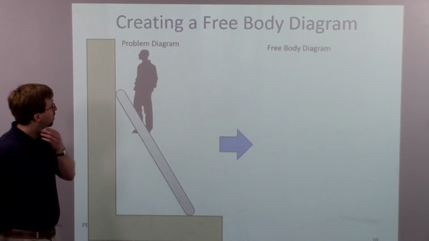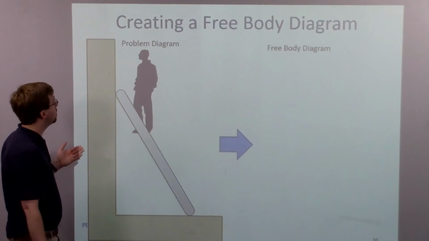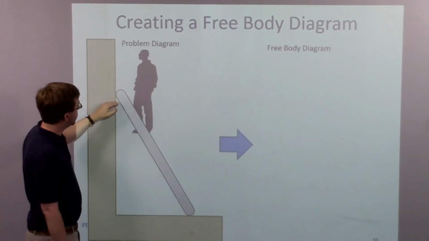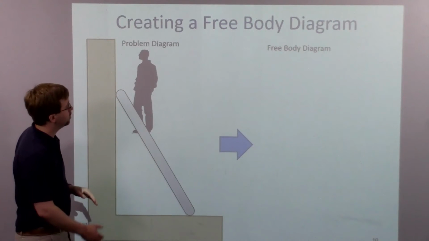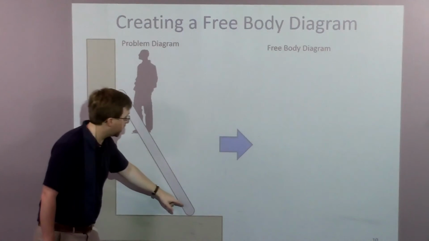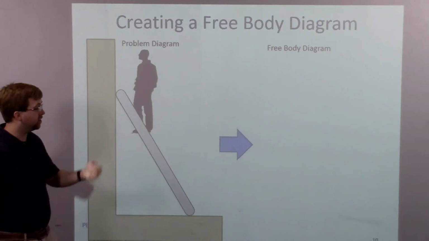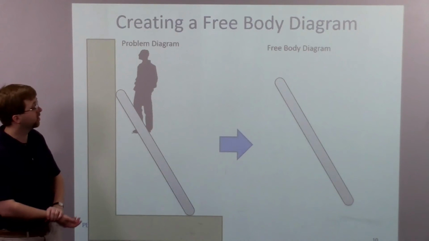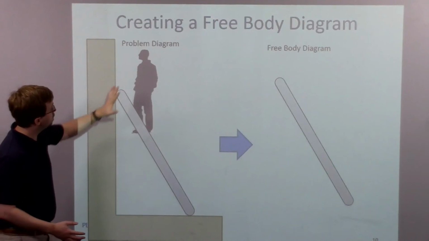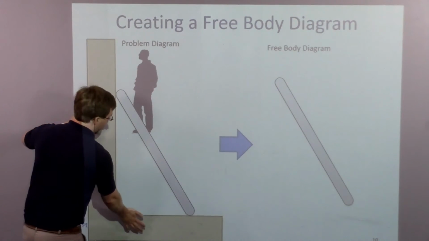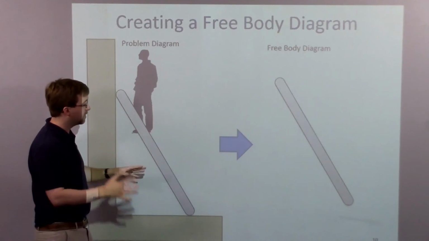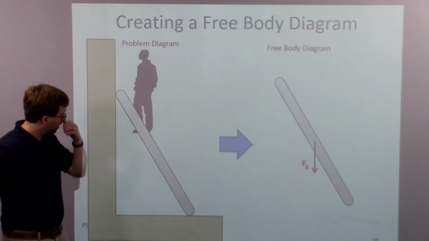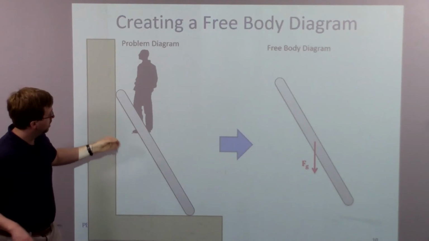All right, so let's look at a specific scenario. So say we've got a man that's standing on this ladder here. What would we want to do to draw a free body diagram of the ladder? Step 1 is going to be to draw a picture of the ladder itself. So we've got this ladder over here. I'm not analyzing the man, I'm not analyzing the floor, so I don't draw in any of that stuff. And now I want to start adding forces.